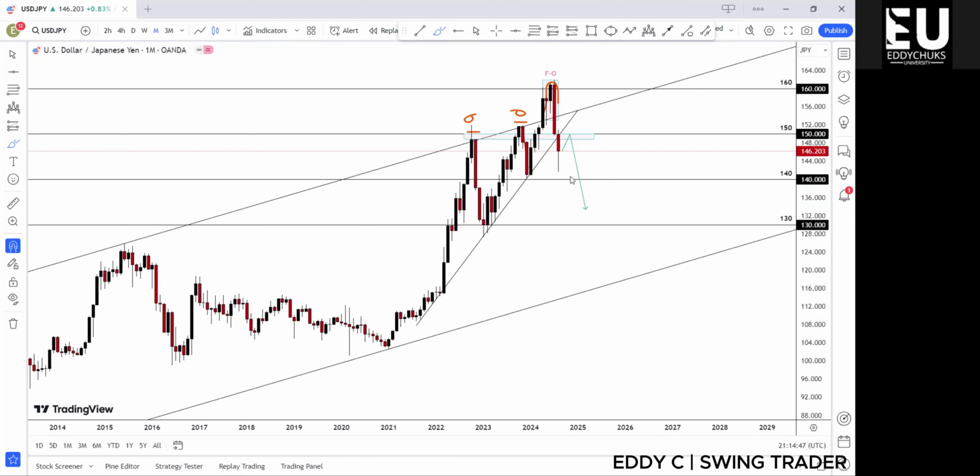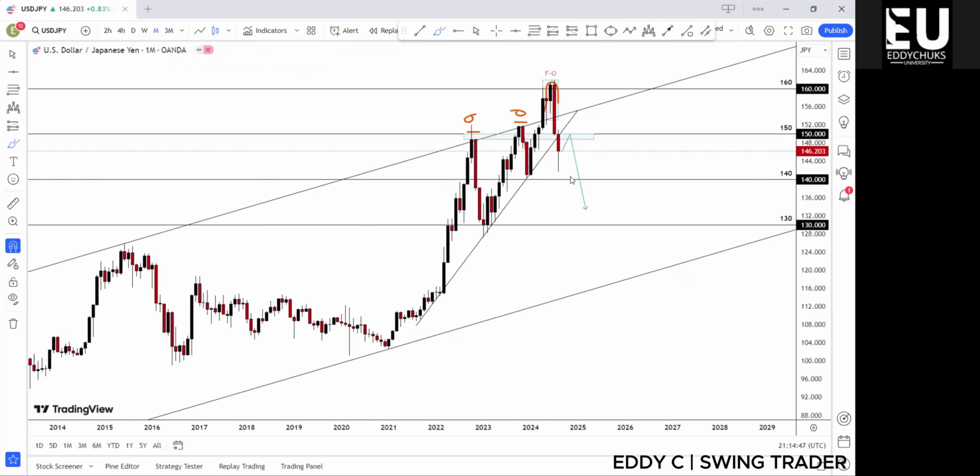And if that does not hold quite enough, there's a daily supply zone we have around this area here. So if that does not hold, then we should be expecting a further rally to this area here to then sell from this area. It's a long-term perspective on the dollar yen, which is a very, very good trading opportunity for us to also capitalize on while we are waiting for the other currencies to set up.